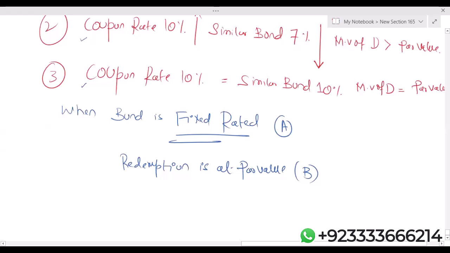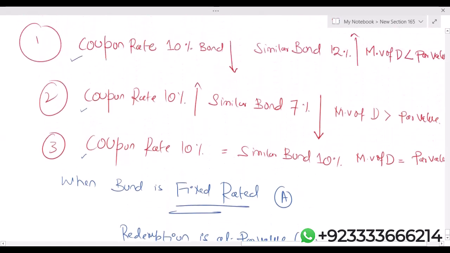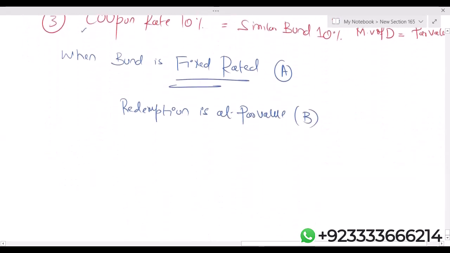Then there are 3 possible options. Otherwise, obviously, these 3 options will not exist. For example, if your company has issued a variable interest rate, then in case of variable interest rate, market value of debt will always be equal to par value. So logically, you need to know these 3 possible options do exist, but the prerequisite conditions for the 3 possible outcomes are that the bond has a fixed interest rate and the second is that redemption is at par.